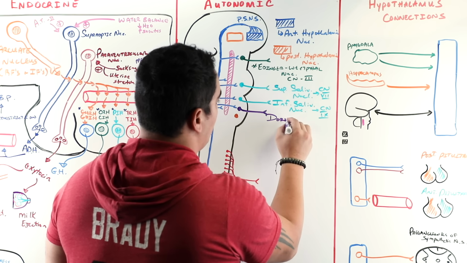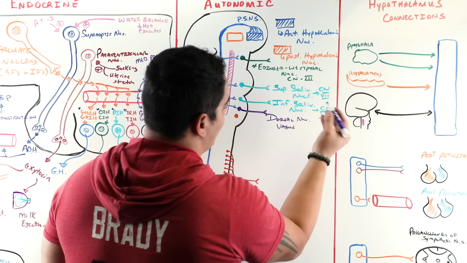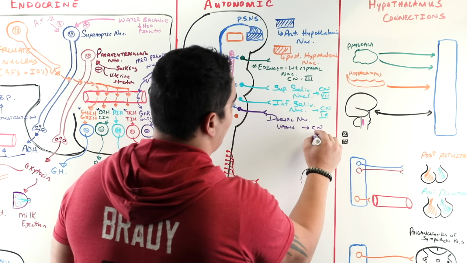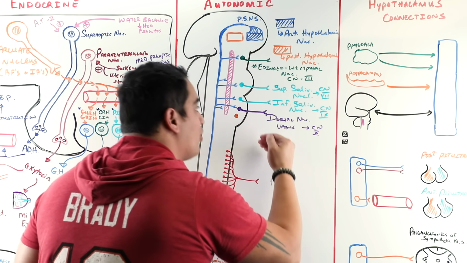Then the last parasympathetic nucleus that it's associated with here is cranial nerve 10, but particularly the dorsal nucleus of vagus. And this is associated obviously with cranial nerve 10. And this is all a part of your parasympathetic cranial nerve nuclei.